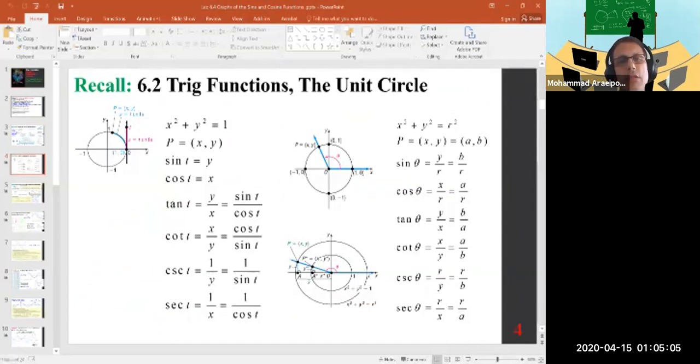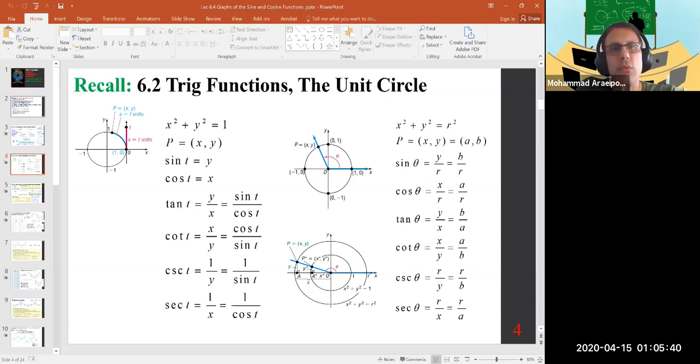Trigonometric functions, their definitions. If you're dealing with a unit circle, x squared plus y squared equals 1, the coordinates x comma y represent cosine and sine respectively. If you're dealing with x squared plus y squared equals r squared, then it is the ratio of x to r, which is cosine, and y to r, which is sine. The rest are basically the reciprocals, fairly straightforward.